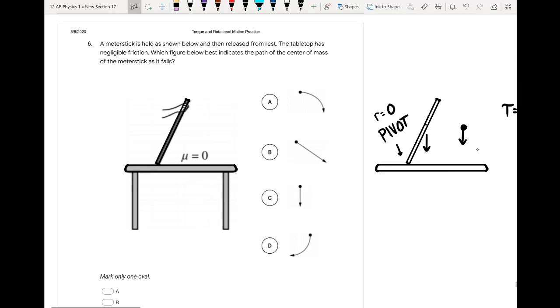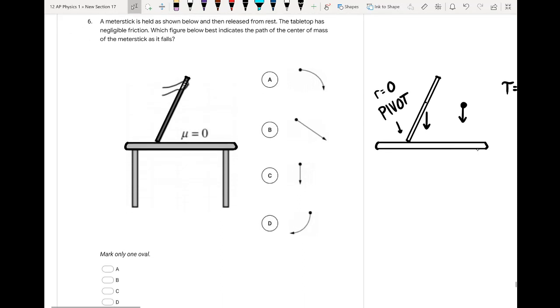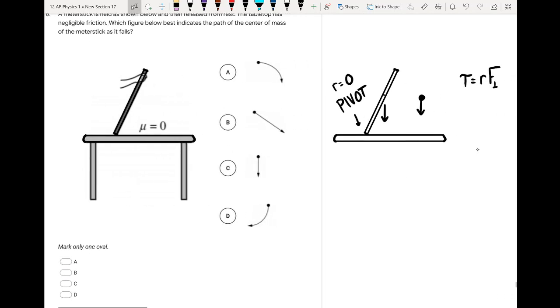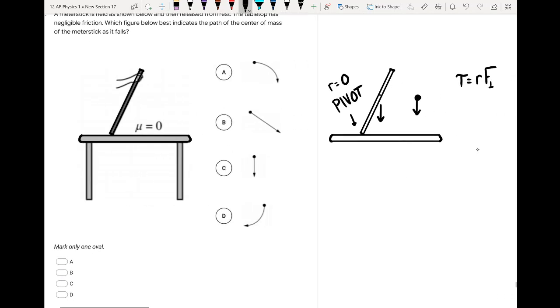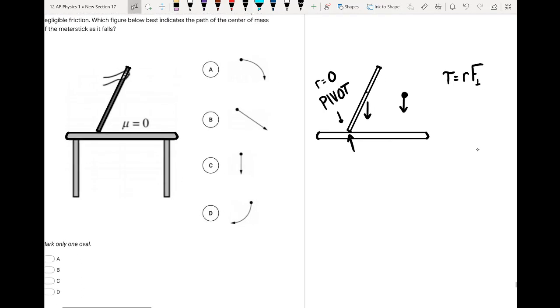A meter stick is held as shown below and then released from rest. The tabletop has negligible friction. Which of the following figures best indicates the path of the center of mass of the meter stick as it falls? So this one's weird. What we're looking at here is kind of a torque problem, but we're looking at this pivot point here and then going from that situation. So our pivot point is along the table, but we kind of have this moving pivot point.